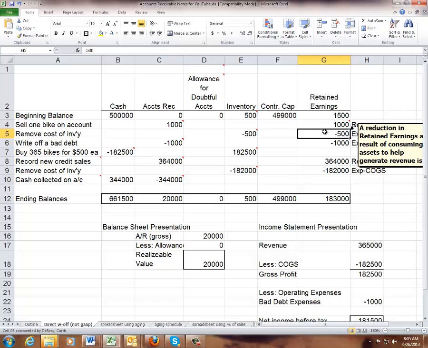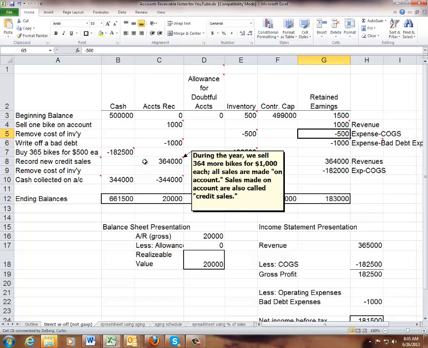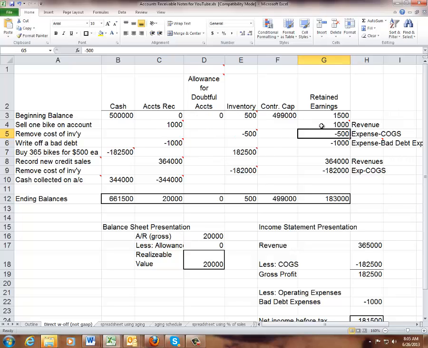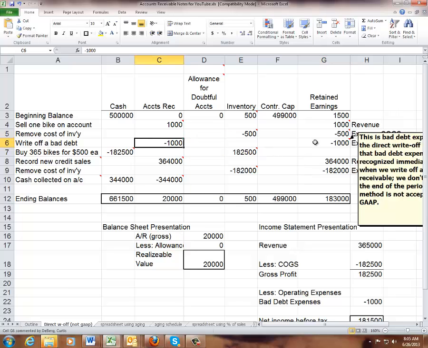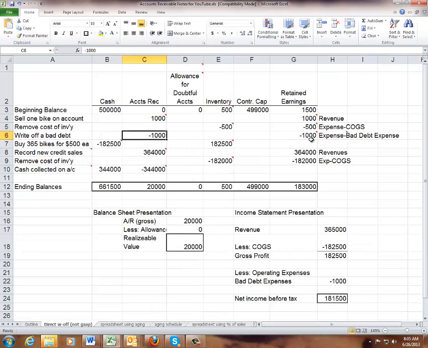Now, if for some reason 30 days or 60 days goes by and we can't collect that account receivable right here, we would write it off. And the method I'm going to show you right now to write off a bad debt is to subtract from the account receivable, but we're going to go directly to retained earnings and write off that as a bad debt right there.